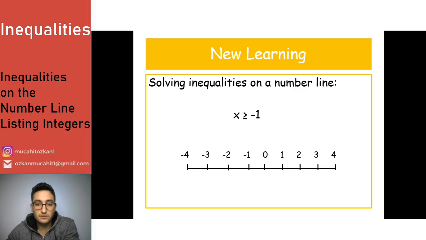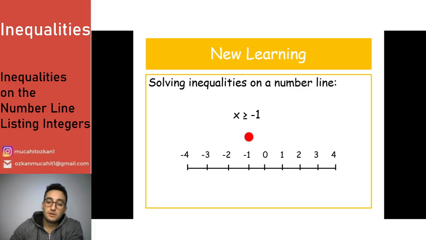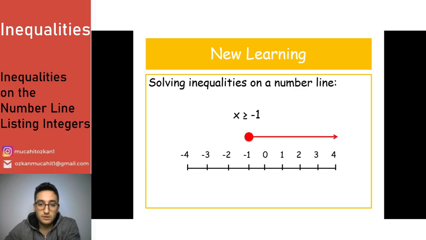And the one before the last one, x is greater than or equal to -1. So -1 is included. That's why I'm going to draw a circle, and I will shade that circle. I'm going to fill it. That means that x can be -1 or other values bigger than -1. So I will show the right side of the number line with an arrow, as you can see.